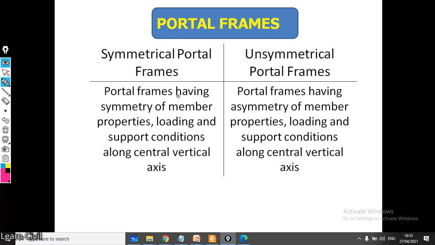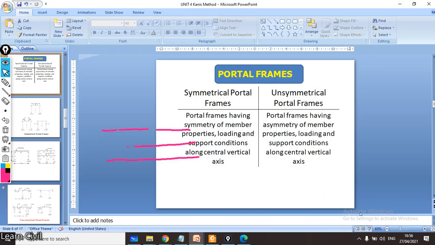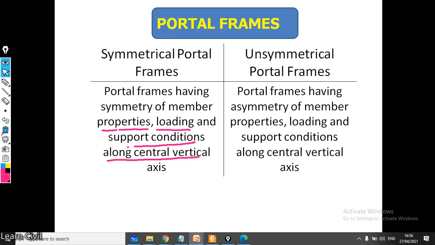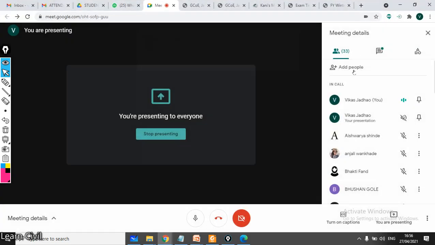A portal frame is considered symmetrical if the member properties of the different structural members, beams or columns, loading arrangements, and support conditions are symmetrical along any of the axes. If the central axis of the frame is an axis of symmetry, then we consider that a symmetrical portal frame. Else the portal frame will be unsymmetrical. We will see some examples of symmetrical and unsymmetrical portal frames.